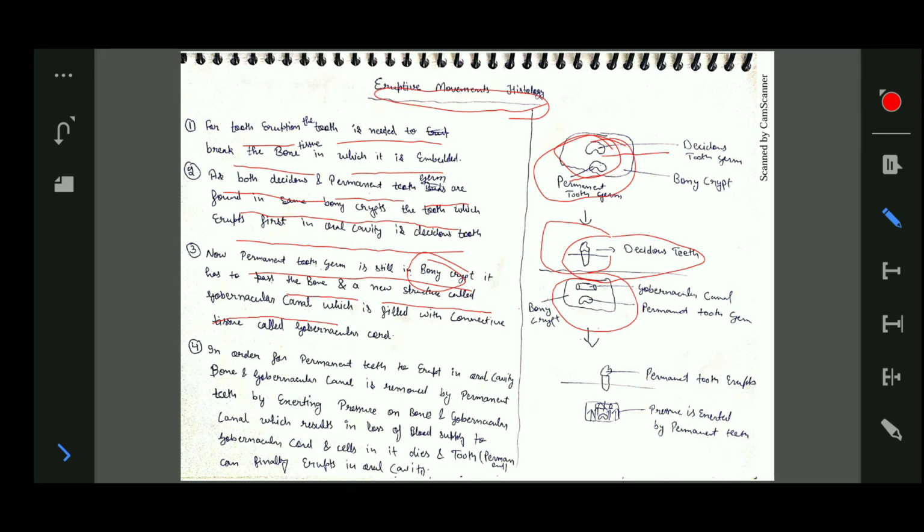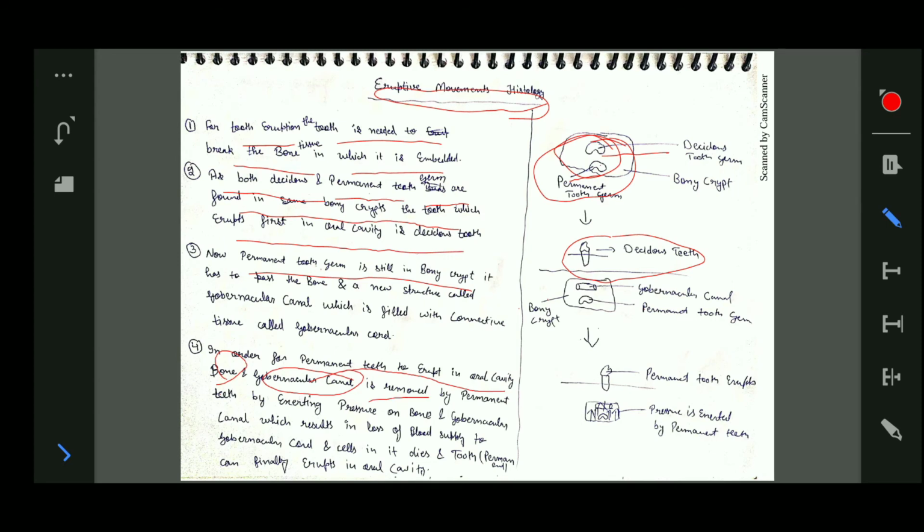This is our permanent tooth germ, and it has to pass two structures: the gubernacular canal, which is this structure, and the bony crypt. The gubernacular canal is filled with a connective tissue called the gubernacular cord. Now for the eruption of the permanent tooth in the oral cavity, the two main structures, the bone and the gubernacular canal, have to be removed.